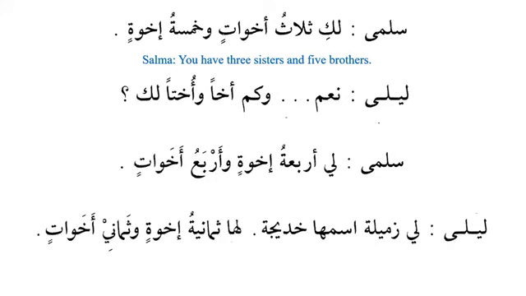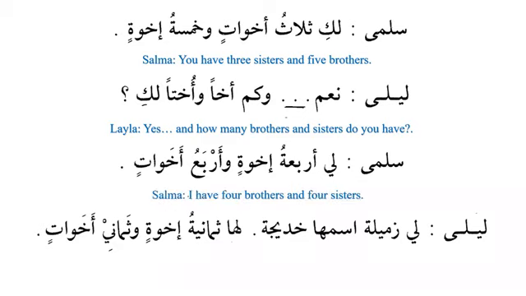Layla: Na'am, yes. And there is a small pause. After the pause, Layla is asking a question. She says, wa kam akhan wa ukhtan laki. And how many brothers and sisters do you have? So now Layla is asking Salma, and Salma says, li arba'atu ikhwatin. I have 4 brothers, wa arba'u akhawatin, and I have 4 sisters. Now we can see that the number of brothers and sisters is the same, which is 4.